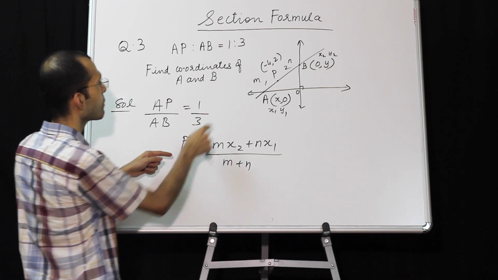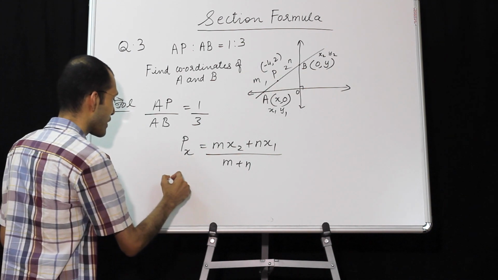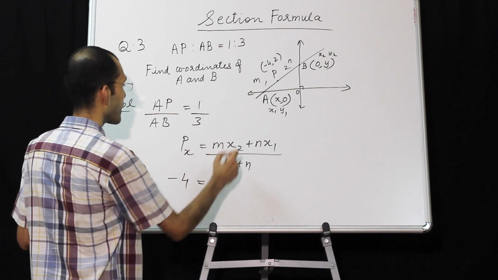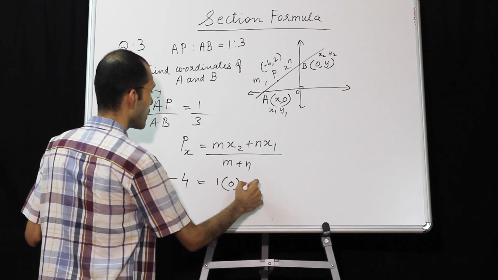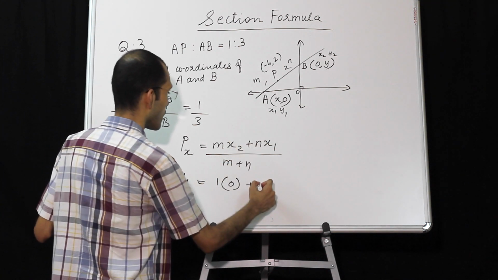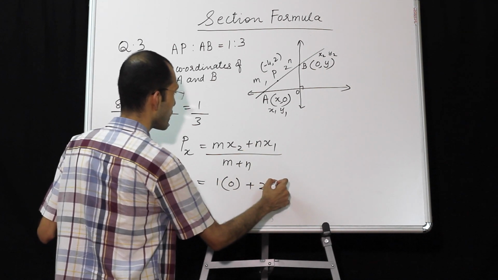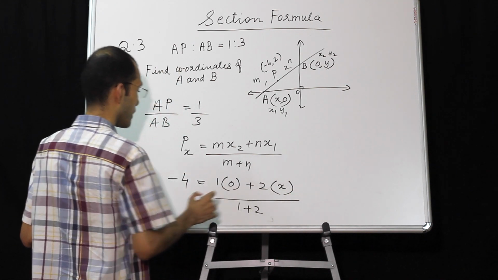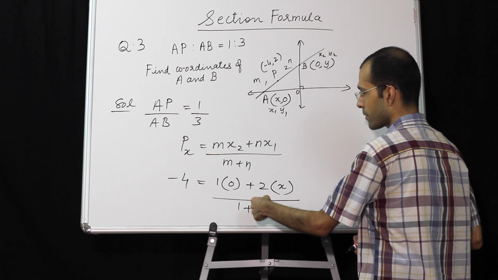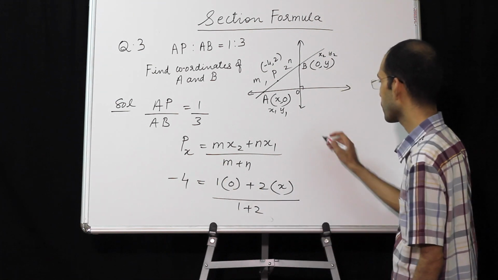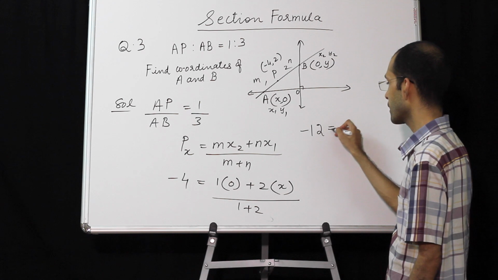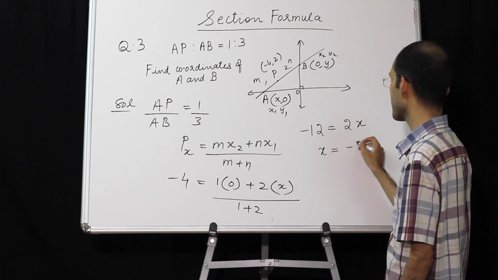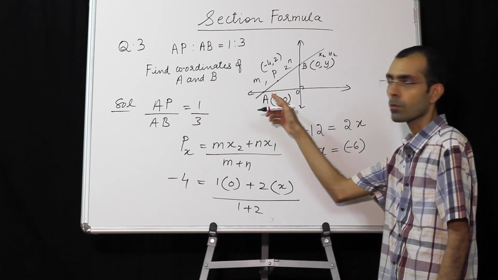What is Px now? Px is already given, minus 4. So below Px we write minus 4. Mx2, so 1 into 0. Be careful while substituting. 2 into x1. So that is x upon m plus n. So 1 plus 2 is 3. 3 into minus 4, that is minus 12. Minus 12 is equal to 2x. X is minus 6.